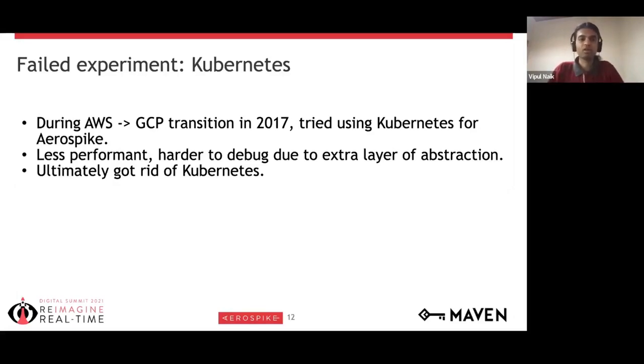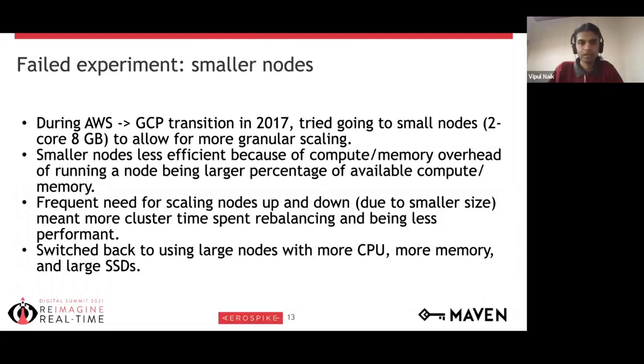Not something we need to do often, but if we do, it's just more work. So ultimately, we got rid of Kubernetes, and for Aerospike and our recommendation servers, we haven't used it since then. Obviously, Kubernetes now is a lot more mature, has a lot more features, so these learnings may or may not apply.